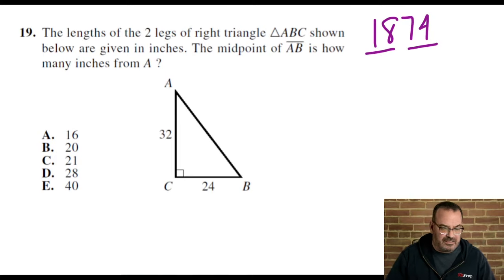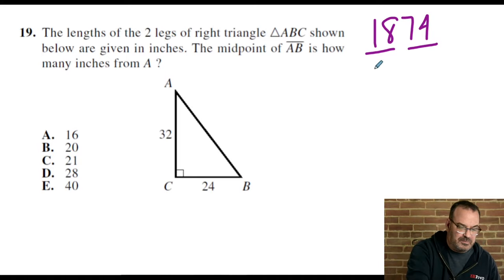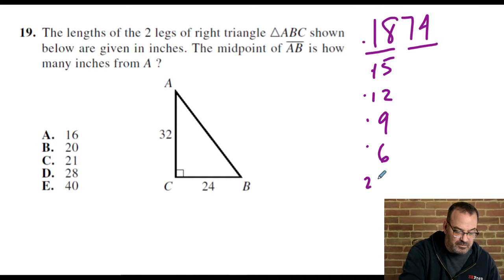Let's see. So this would be 2018. Then we got the 15, and then the 12, and then the 9. This is the 9, and then the 6. So 2006. 1, 2, 3, 4, 5. 2003.